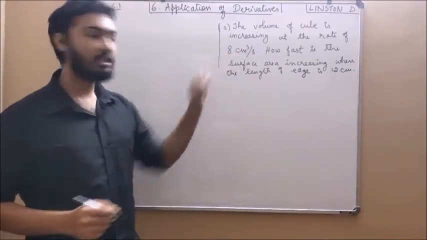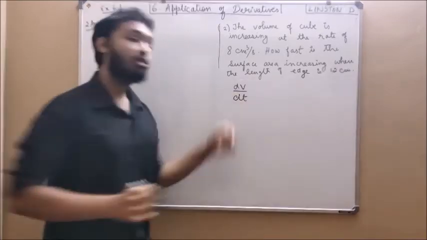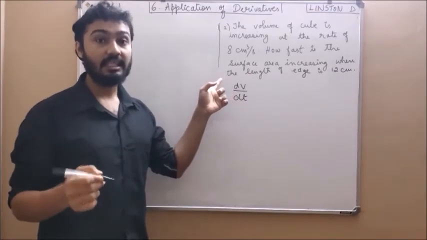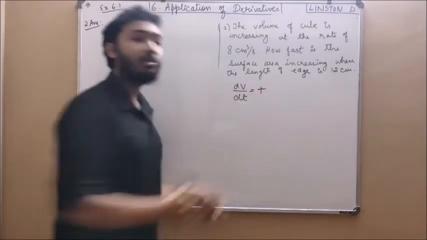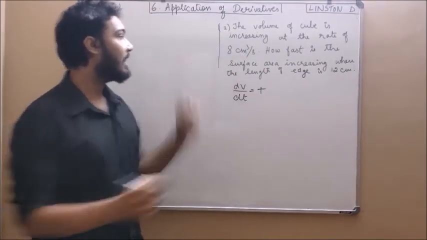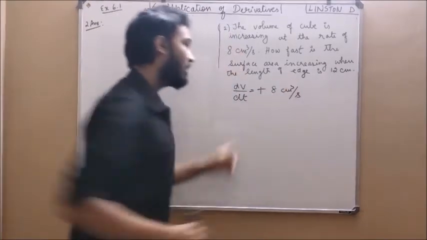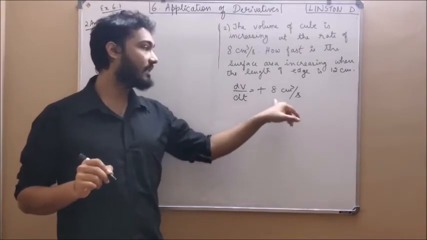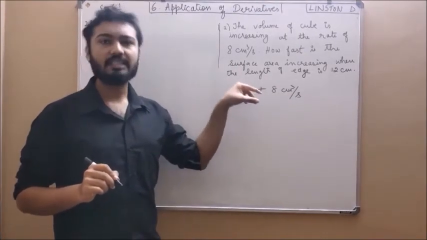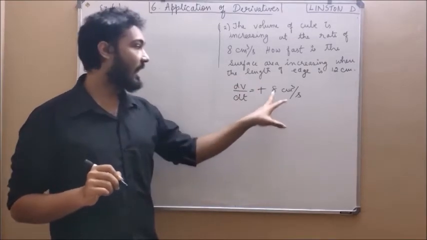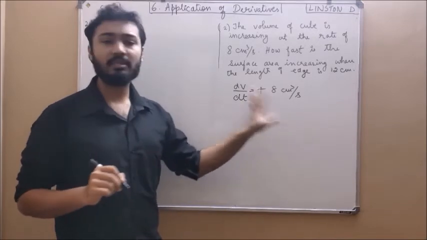So what they have given is dV by dt. The volume of the cube is increasing, and increasing means, as I have told you, it is positive. So how much is it increasing? It is increasing at the rate of 8 centimeter cube per second. So the basic meaning is that the volume is increasing with respect to time, at the rate of 8 centimeter cube per second. So this much is given.